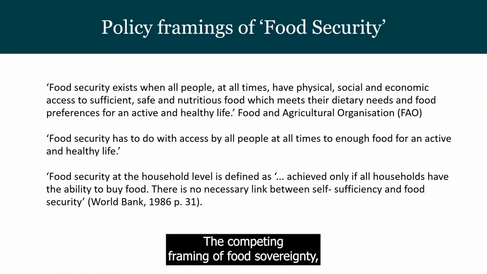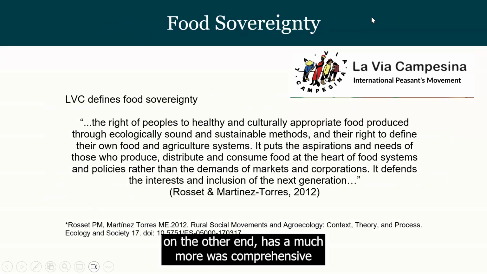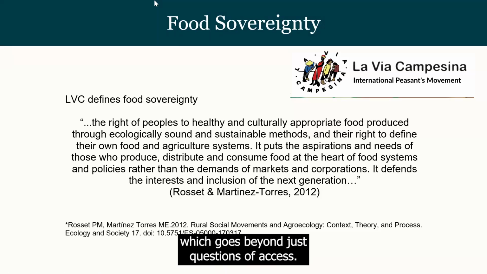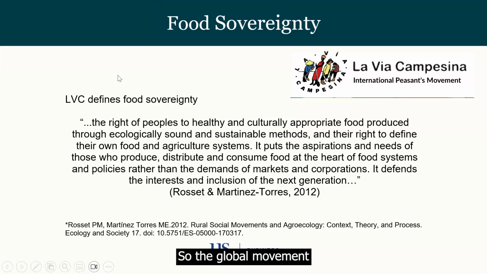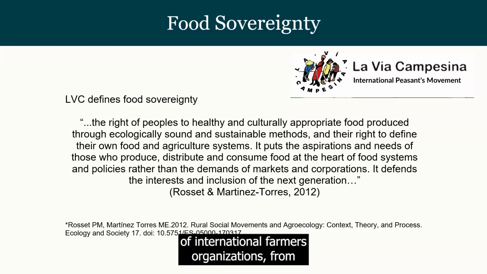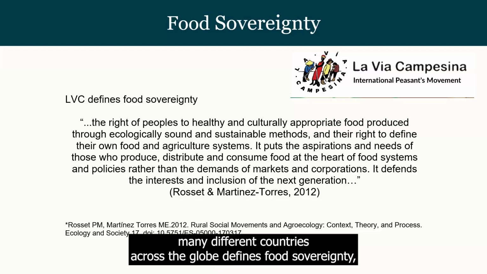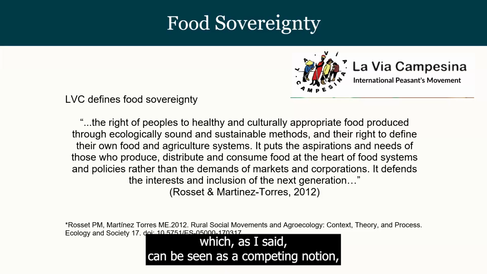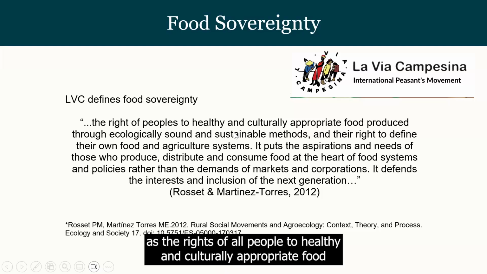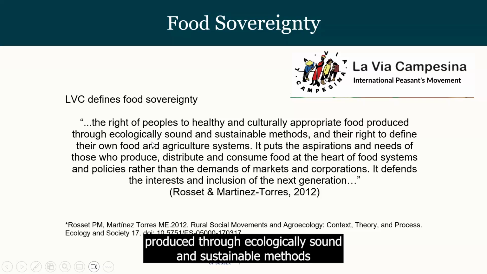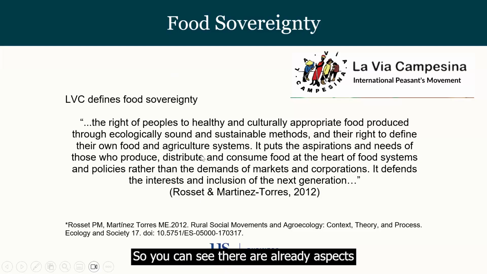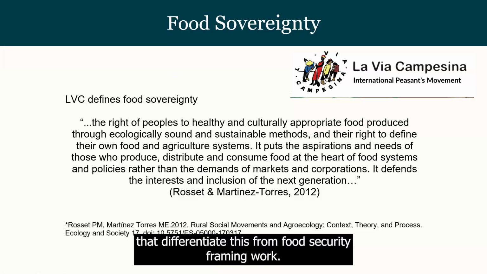The competing framing of food sovereignty, on the other end, has a much more comprehensive view of sustainability embedded in it, which goes beyond just questions of access. So the global movement of international farmers organizations from many different countries across the globe defines food sovereignty, which, as I said, can be seen as a competing notion, as the rights of all people to healthy and culturally appropriate food produced through ecologically sound and sustainable methods, and their right to define their own food and agricultural systems. So you can see there are already aspects that differentiate this from food security framing.